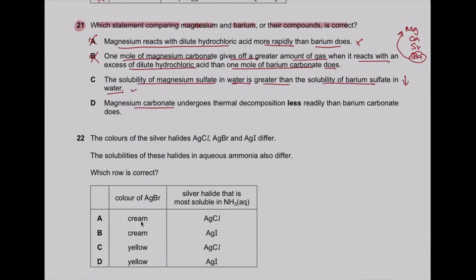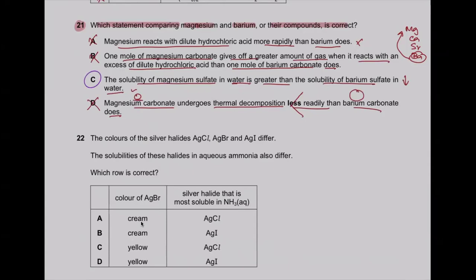Magnesium carbonate undergoes thermal decomposition less readily than barium carbonate. No, it undergoes it more readily than barium carbonate because of the distortion: magnesium is a smaller ion and barium is a bigger ion. Due to this smaller size, it distorts the carbonate ion and the lattice is distorted, so it is going to be easily decomposed. So D is wrong as well. We are left with only option C. So C is the correct answer.